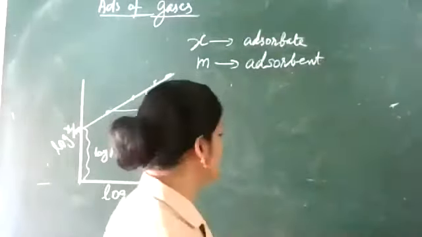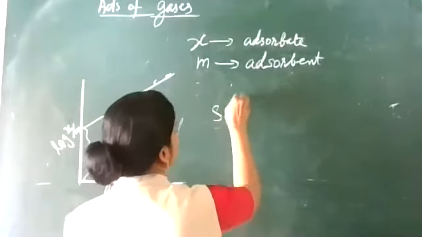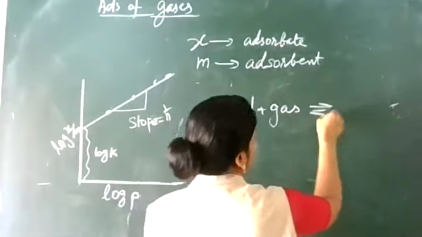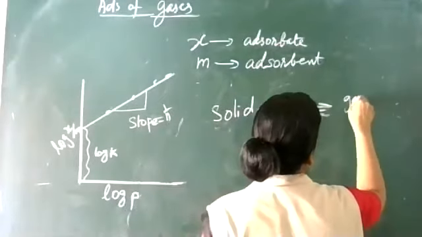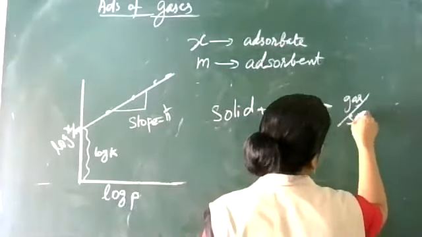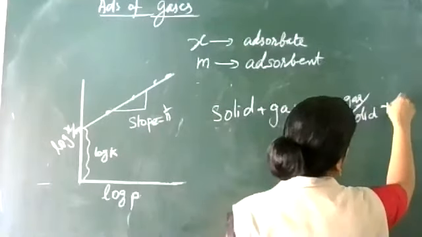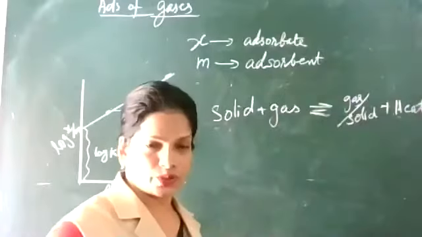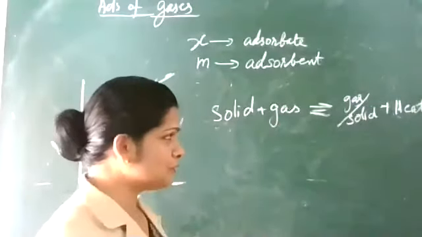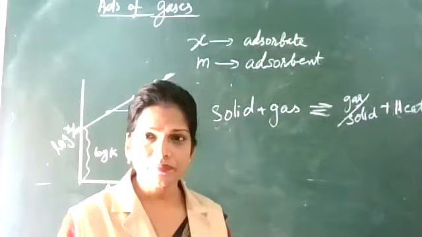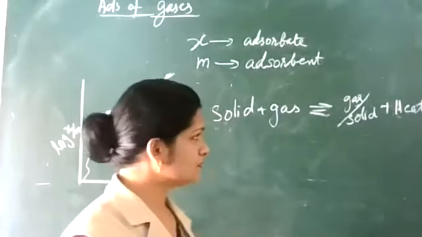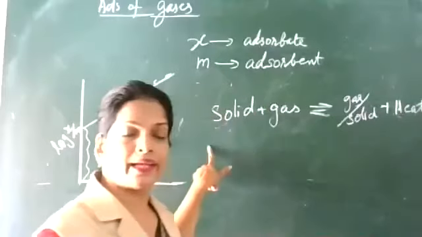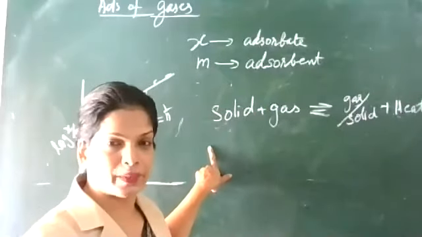The equation we can write like this: solid plus gas gives gas on solid. And what happens? Some heat energy is released. That is the enthalpy of adsorption. Suppose you give heat to this. Suppose you heat this. What will happen? This will absorb that heat and the backward process will take place.